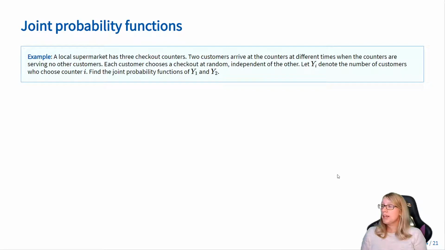A local supermarket has 3 checkout counters. We have 2 customers who will arrive at the counters at different times, when the counters are serving no other customers. So each of these customers is going to choose a checkout counter at random, independently of the other. We'll let yi be the number of customers who choose counter i, so counter 1, counter 2, counter 3. What we'd like to do is find the joint probability function of y1 and y2. So come up with a joint distribution for the number of customers at counter 1 and the number at counter 2.